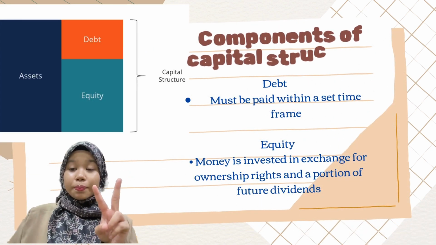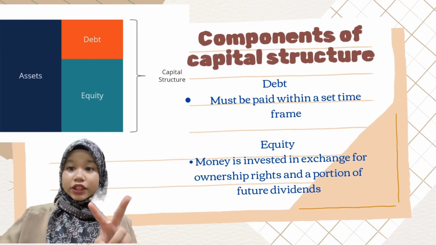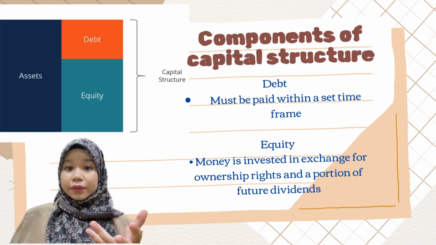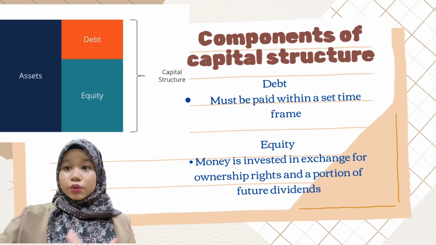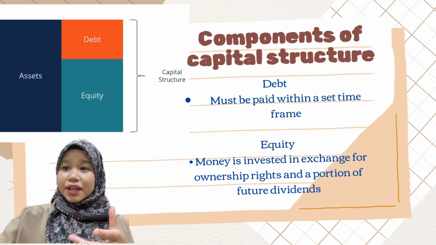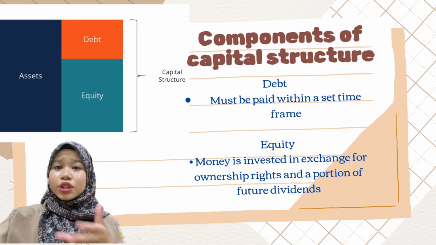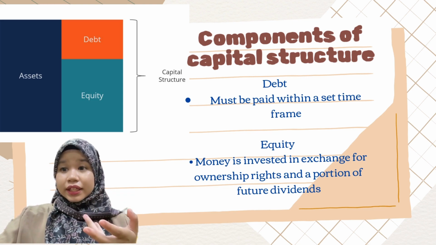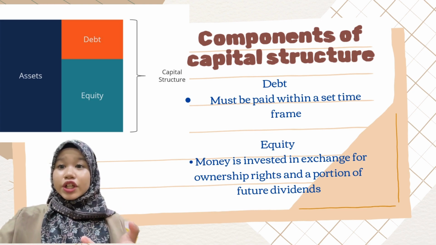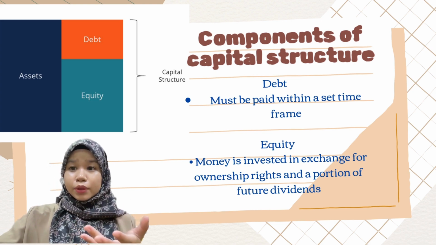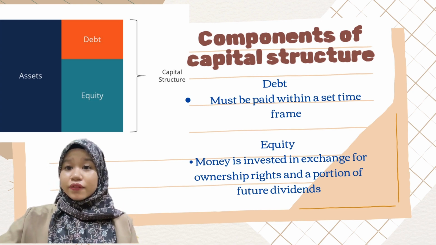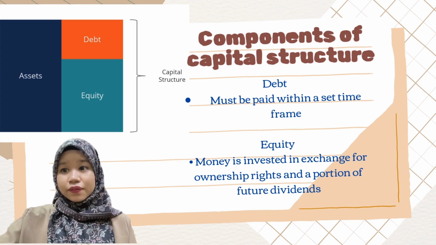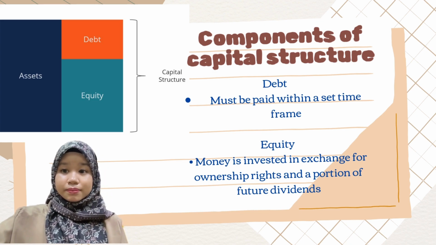There are 2 main components of capital structure, which are debt and equity. Debt refers to loans or borrowed money. It must be paid back in a set amount of time and usually comes with interest. Equity means money that is raised by selling ownership or shares of the company. People who buy shares become part of the owners and may receive dividends as part of their earnings.